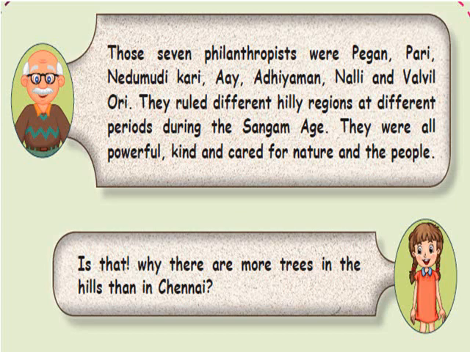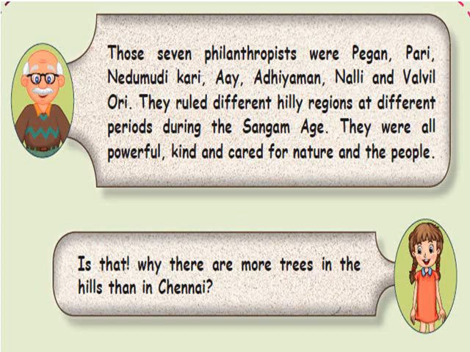Who were those famous 7 philanthropists, children? They were Pagan, Pari, Nedumudikari, Adiyamman, Nalli and Valvil Ori. Children, they ruled different hill regions at different periods during the Sangam Age. And where did they rule? They ruled the different hilly regions at different times, at different periods during the Sangam Age.